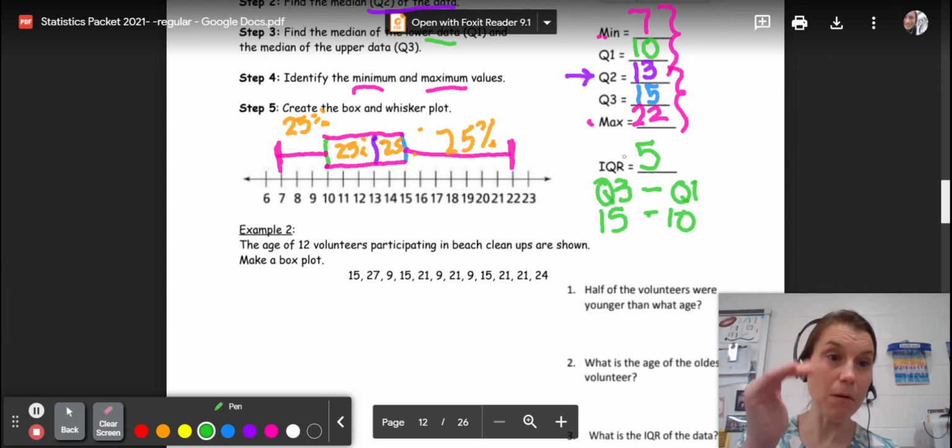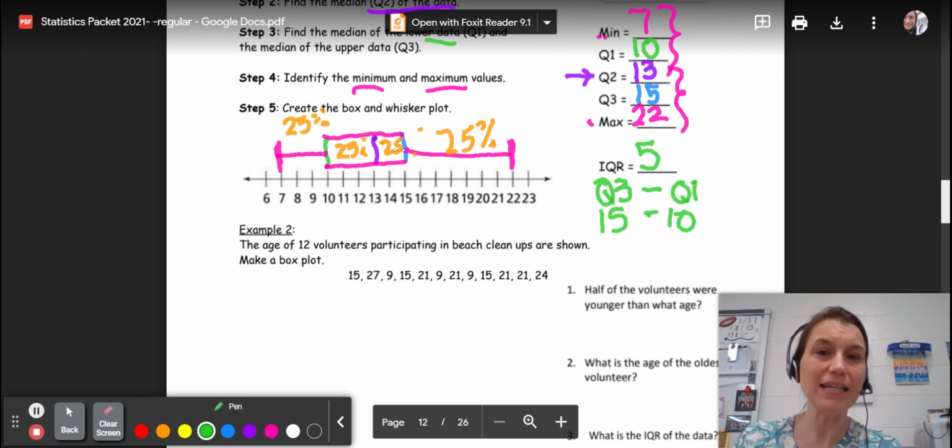Then you'll have the minimum and maximum. You'll have 5 numbers. Those 5 numbers become dashes on your number line. Connect the Q1 and the Q3 together to make a box and extend your whiskers.